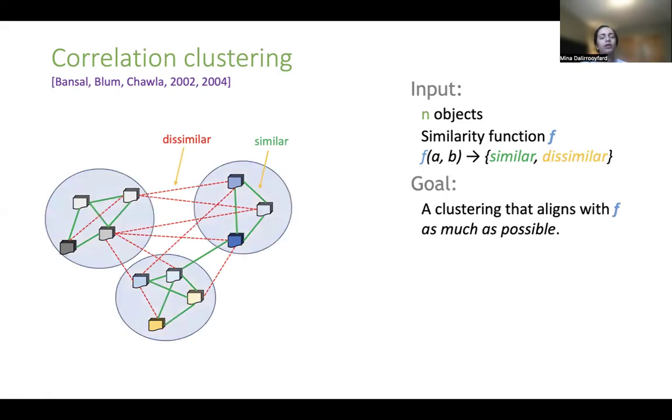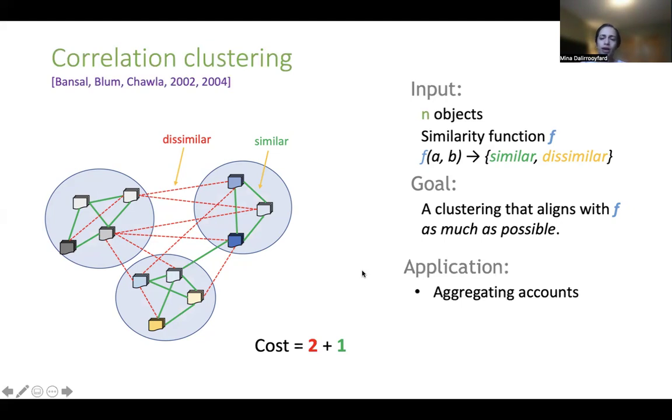Now, the goal in correlation clustering is to come up with a clustering that aligns with f as much as possible. So the cost is the disagreement between f and the clustering. For example, here, this disagreement is 3. 2 of this cost comes from the dissimilar edges. For example, here we have one dissimilar edge that doesn't agree with the clustering. It is inside a cluster. Here's another one. And then we have a similar edge that disagrees with the clustering. It is between 2 clusters. So we basically want to minimize this cost.